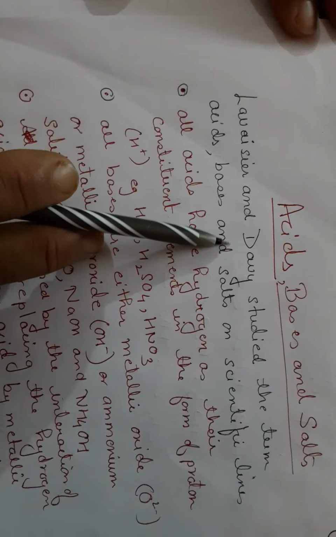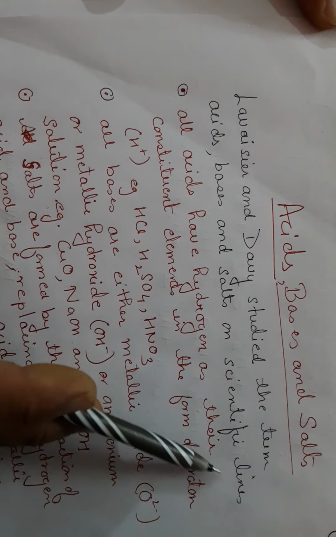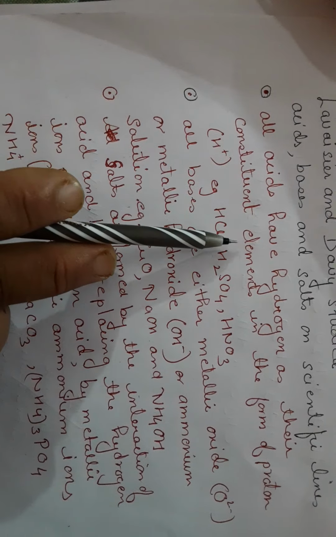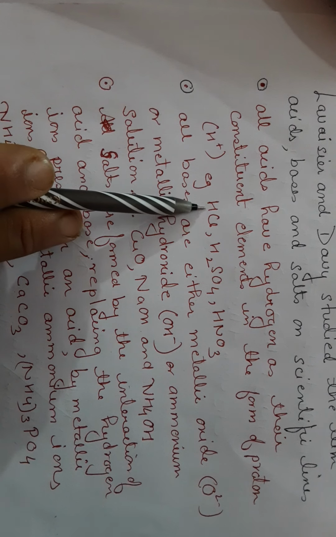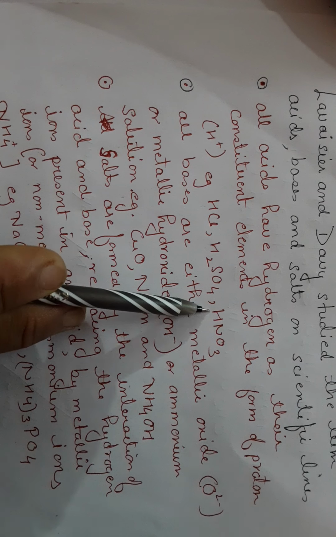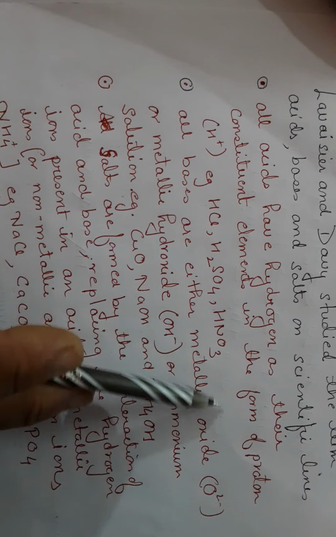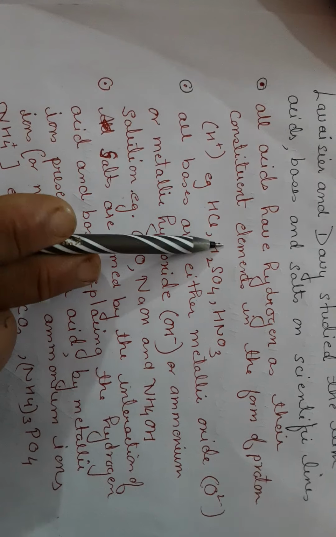Now, Lewis and Davy studied the terms acids, bases, and salts on the scientific front, and they deduced that all acids have hydrogen as their constituent element in the form of proton. For example, in hydrochloric acid HCl, H is present; in H2SO4, H is present; and in nitric acid, H is present. In all these acids, H is present in the form of proton. So all acids have hydrogen as their constituent element in the form of proton.